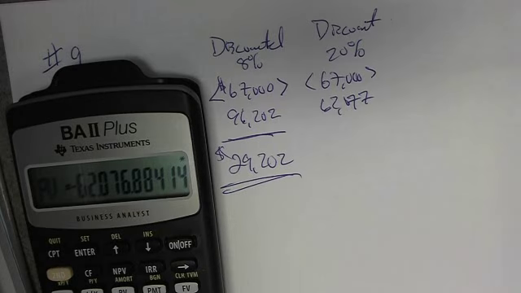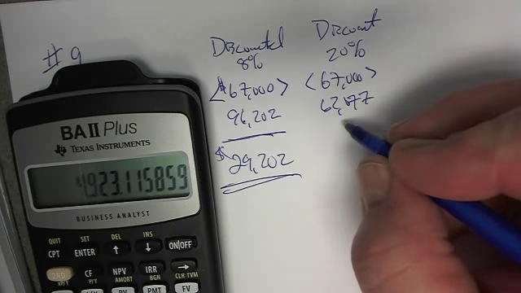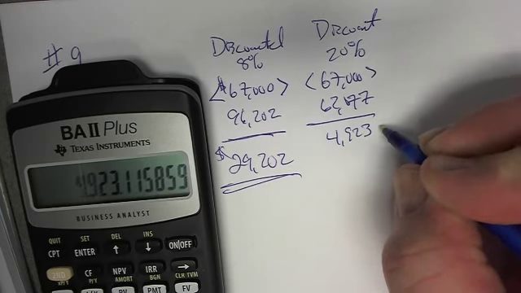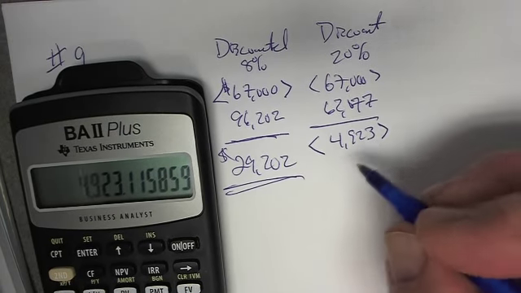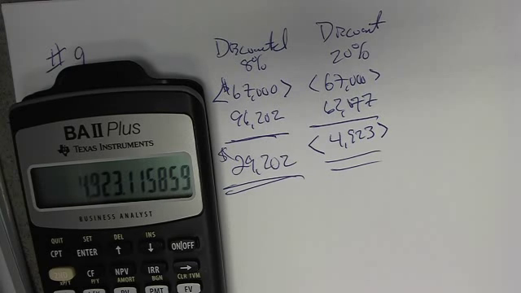Call it $62,076. And we subtract that from the $67,000 initial investment, and we see that we have a $4,923 shortfall from having a 0. And so, in this case, at 20%, we would reject this investment.